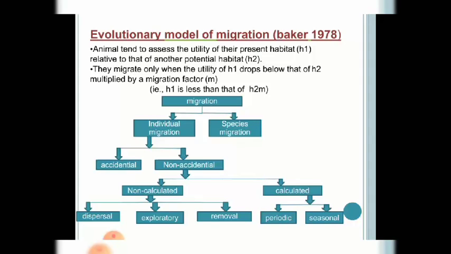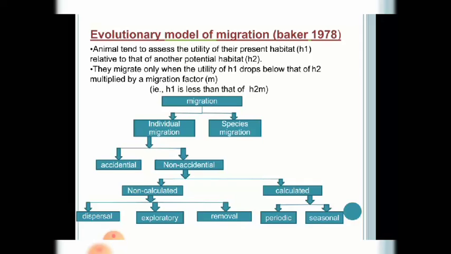As per the evolutionary model of migration, migration is subdivided into individual migration and species migration. Individual migration is the type of migration where a single animal moves from one place to another. Under individual migration, we have two types, that is accidental and non-accidental. Accidental migration may be caused by climatic conditions or natural calamities like tsunami or floods or drought conditions. Non-accidental may be in search of food or in search of shelter.